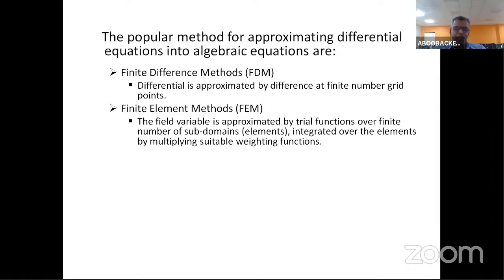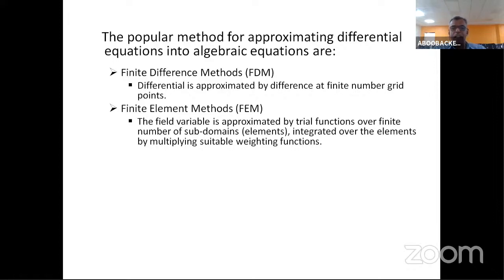And in each domain, the field variable, if it is a flow problem, the field variables are the velocity or velocity components. In heat transfer, the temperature may be the field variable. That is, the temperature may be changing from point to point. Velocity will be changing from point to point, etc. So that will be approximated as a function called trial function or shape function, which we can choose. Usually, polynomials are taken as trial functions because they are simple to integrate and differentiate.